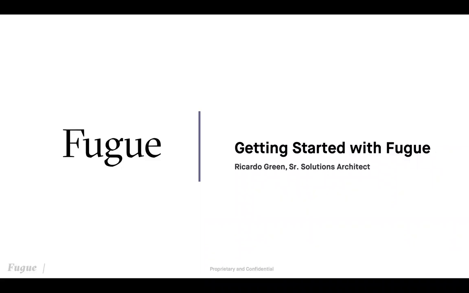Fugue has a number of additional tools for engineers to make their jobs easier, such as an API and a CLI, to begin baking cloud security and compliance into every stage of the software development lifecycle. And one of the things we love about Fugue is it's super easy to get up and running. And here with us to walk through just how easy that is, our senior solutions architect, Ricardo Green. Ricardo, why don't you take it away and show everybody how quick they can get up and running.